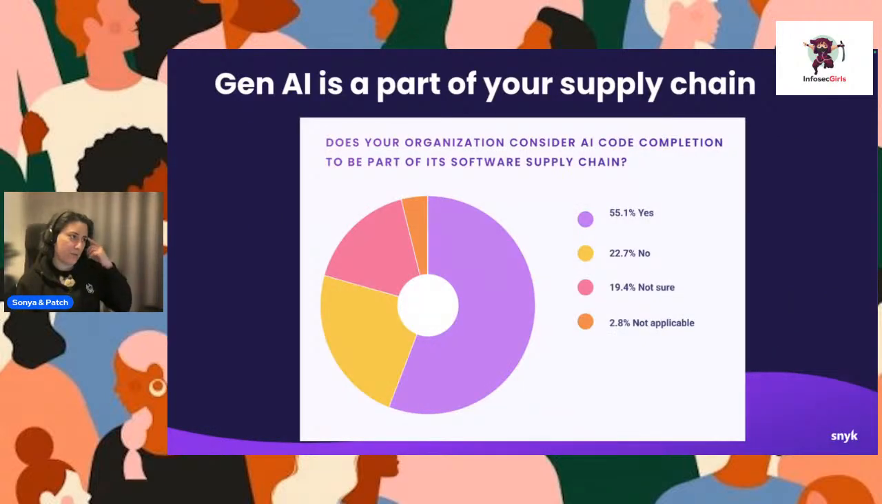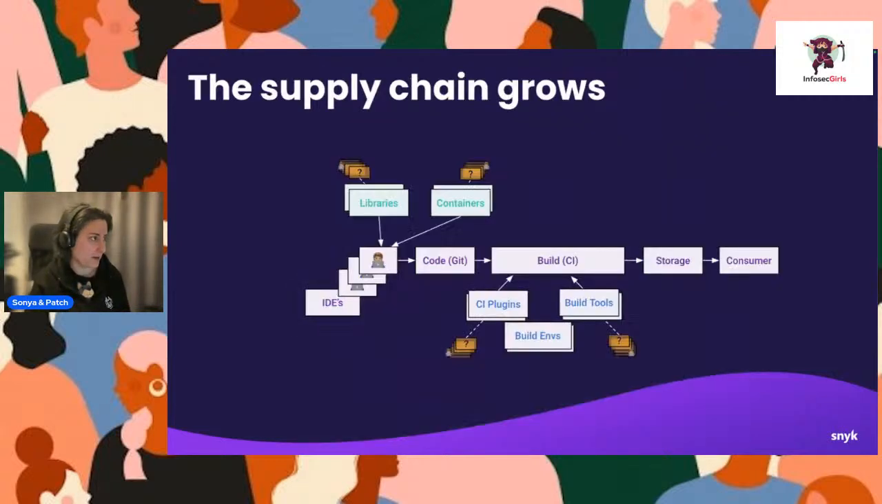Last year, we actually created the reports on the state of AI and Gen AI, and we sent a survey to a few organizations. One of the questions was, does your organization consider AI code completion to be part of its software supply chain? This was part of Gen AI, whether it's a part of your supply chain. We can see that 55% of the respondents say yes, they do think that this is part of their supply chain. But this number should actually be bigger. We know that AI can also be considered a part of your supply chain because it can potentially be tampered with and compromised. And this is how.